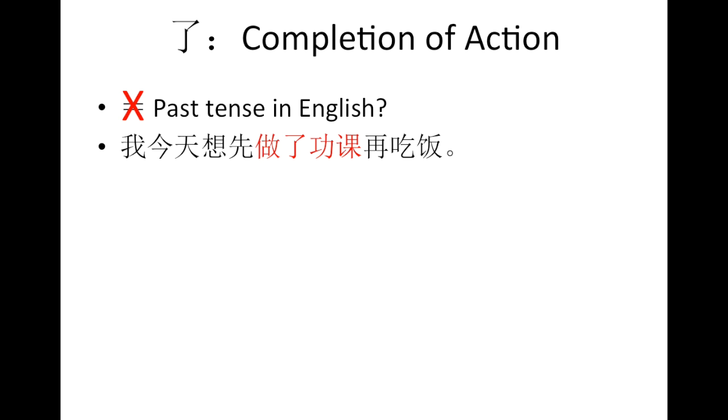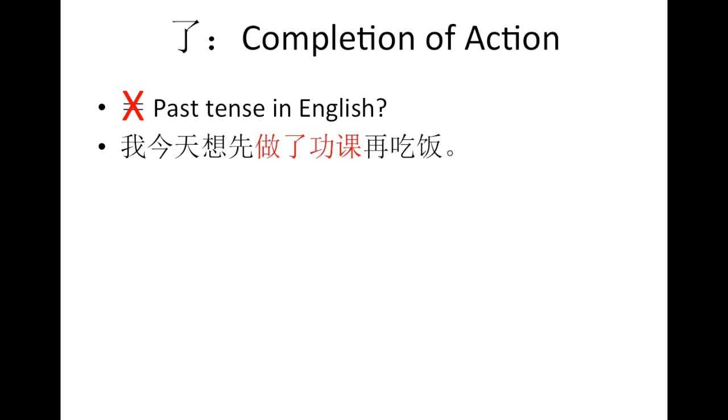Now, another question that is raised often is that is le just like past tense in English? Because when an action is completed, usually it means that action happened in the past. Is that true? No. 了 is not the same as past tense in English. Why? Let's look at this example.